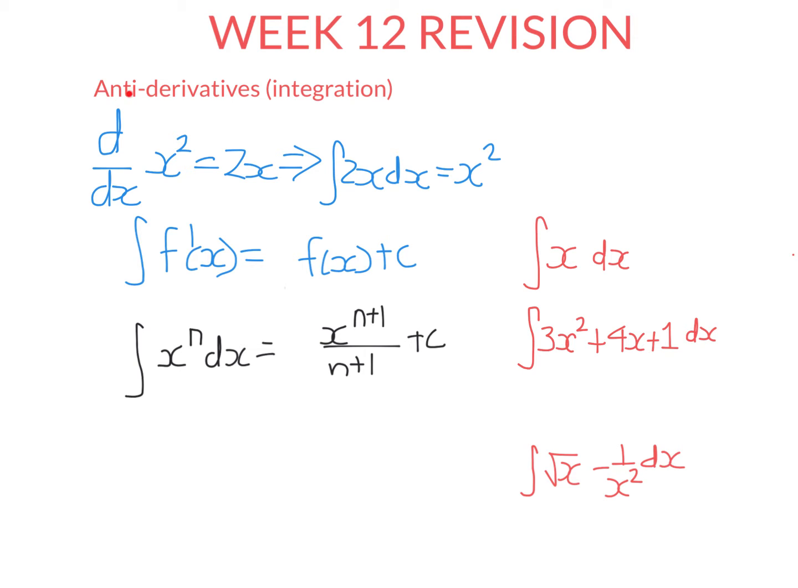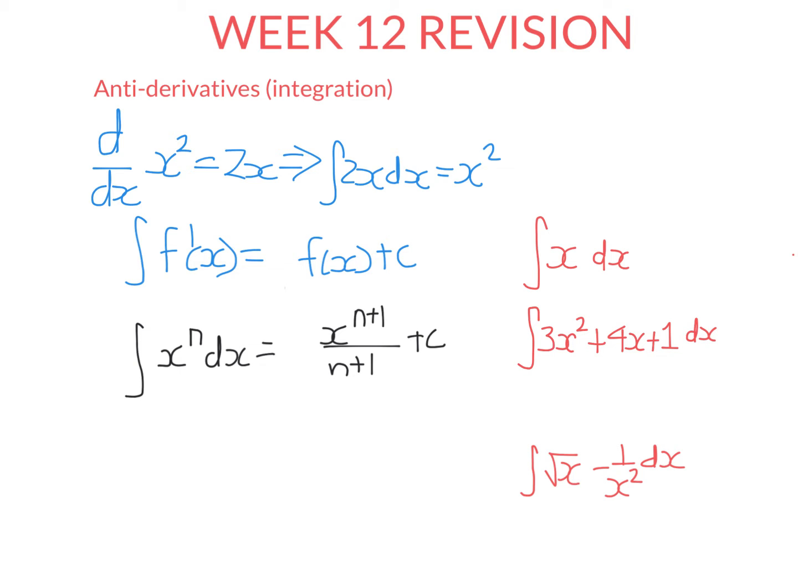We'll start with finding antiderivatives. The process of finding antiderivatives is called integration. So you already know this. You know the derivative of x squared equals 2x. This here says the integral or antiderivative of 2x is x squared.